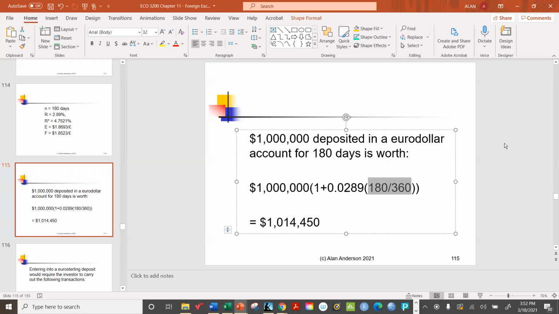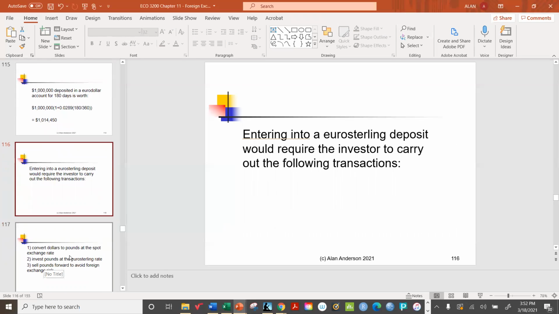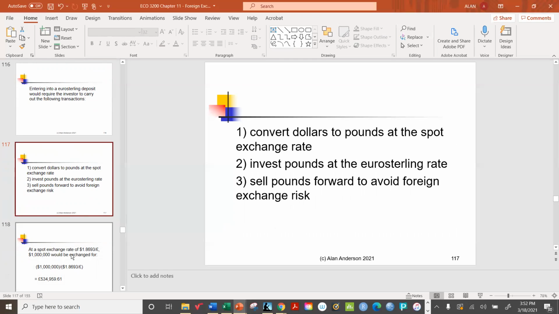Now, what if we decided to go with euro sterling? This is a much more complicated situation because we have to first convert our dollars into sterling or pounds. We then have to deposit them. We have to enter into a forward contract. And then in the future, we have to deliver our sterling through the contract and use them to collect dollars. So let's see how that works. We have to convert our dollars into pounds at the spot exchange rate. Those have to be deposited in the euro sterling account. And then we have to enter into a forward contract to sell pounds for dollars in 180 days. So it's a much more complicated situation. Let's see how that would work out.